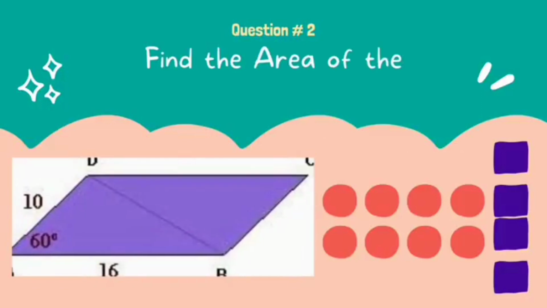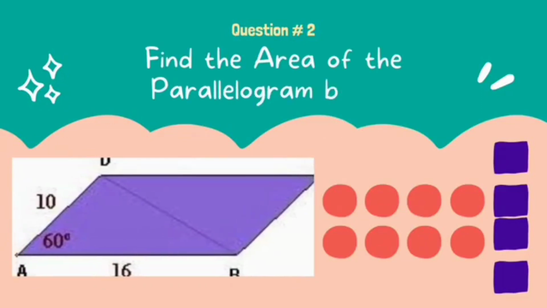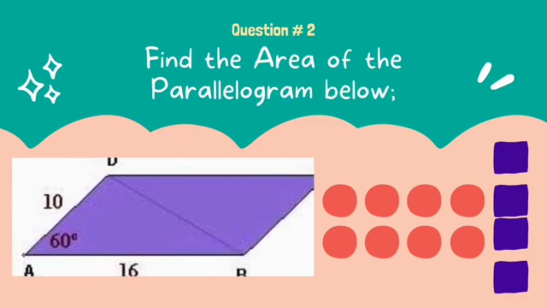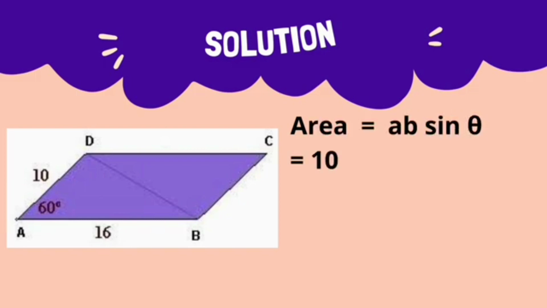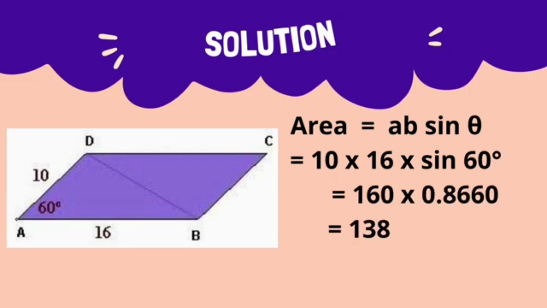Next, let's find the area of the parallelogram below. Here, the slant side is 10, the base is 16, while the included angle is 60 degrees. In this case, the formula for the area of the parallelogram is AB sine theta. Multiplying 10 times 16 times sine 60 degrees, the area is 138.56.